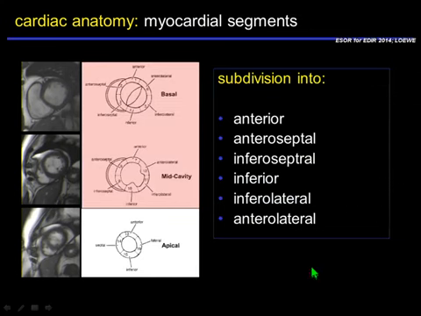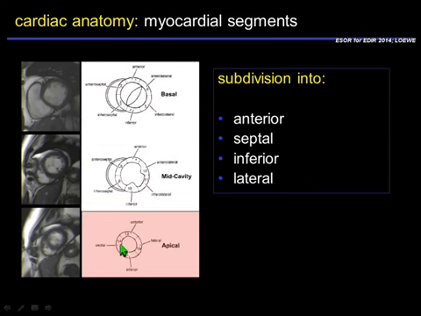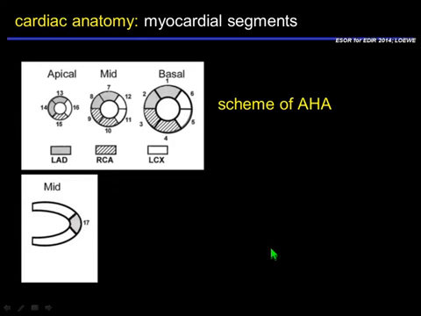And the segments included the anterior, anteroseptal, inferoseptal, inferior, inferolateral, and anterolateral for the basal and medial zone, and anterior, septal, inferior, and lateral for the apical zone. And we should try always to describe anomalies at the level of the myocardium according to this segmental model. And of course, we can assign different segments to the different coronary arteries.